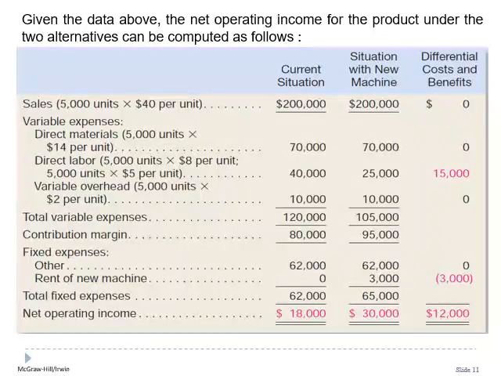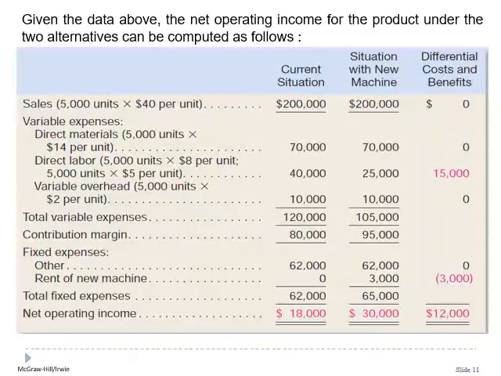So the costs and benefits that can be ignored are the sales, the direct materials, the direct variable overhead per unit, and the other fixed expense. All these costs are the same between the two alternatives, so they can be ignored, with the difference between them equal to zero as differential costs.